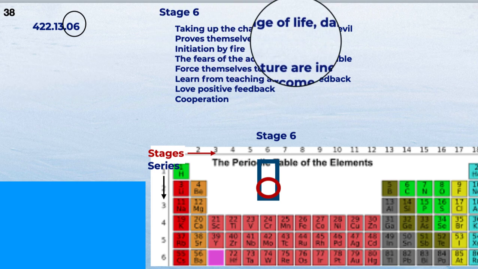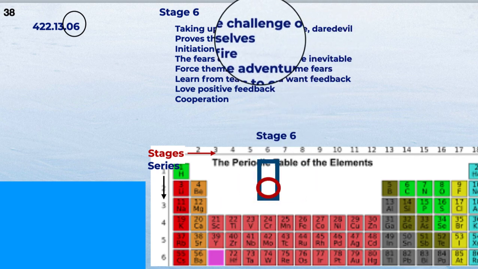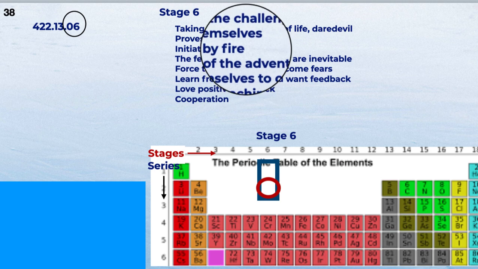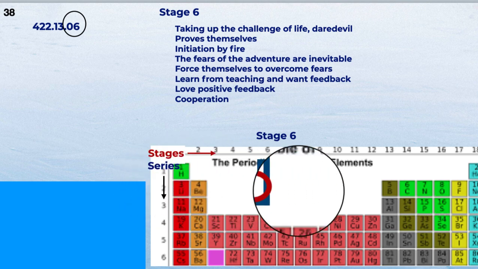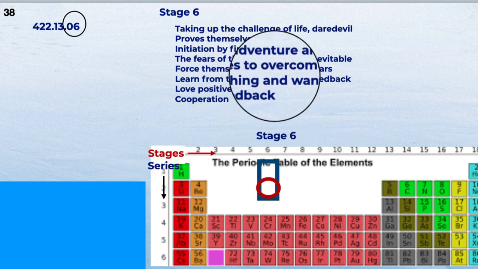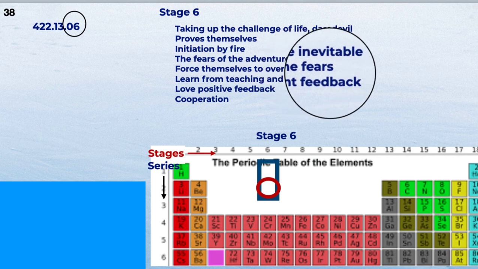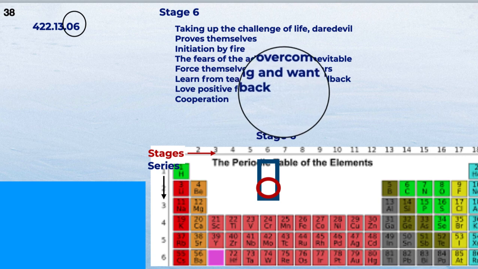So stage 6 is about taking up the challenges of life. It's kind of a daredevil stage, but they have to prove themselves because they're not sure that they can do it. Whatever their task is, it's kind of initiation by fire. They have no real confidence. The thing about Lycopodium not having confidence is very, very important. And they feel that the adventures of being in Series 6 are really something inevitable. There's nothing they can do about it. So they force themselves to overcome their fears. They have lots of fears, and they overcome them, and they just march up there and get the job done. They're very willing to learn from teaching. They want feedback, they want positive feedback. They want love, and they're cooperative.